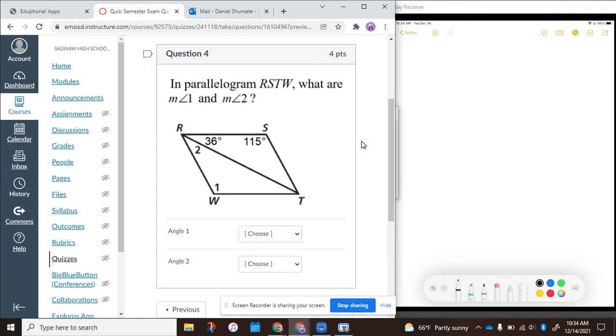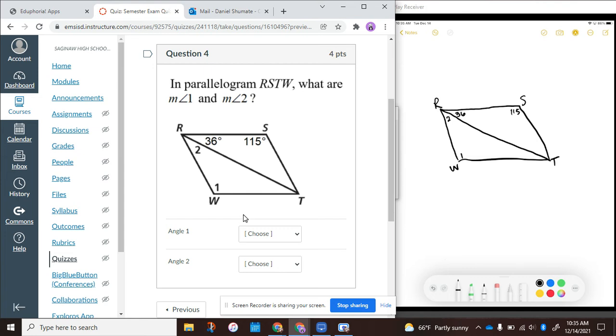All right, we've got parallelogram RSTW. It's been split in half by this line segment going across. We've got angle 1 and angle 2. We've got 115 degrees, and we've got 36 degrees right there. Now, it's asking us what are the measures of angle 1 and angle 2.